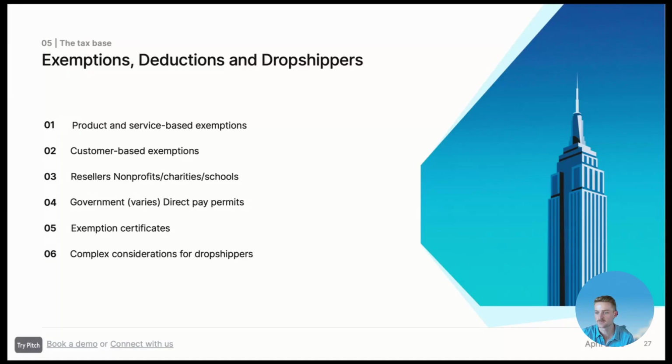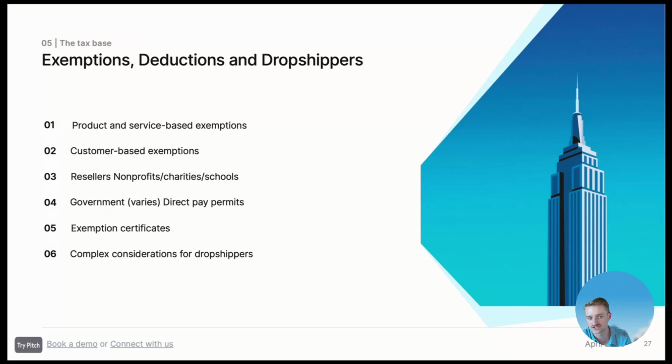So great. On this slide, we're going to talk a little bit about exemptions, deductions, and dropshippers. So previous slide, we talked about product and service-based exemptions to the taxability of goods. There's also customer-based exemptions. So we talked about one category, which is if you're selling to a reseller, that's typically exempt from tax collection. There are other categories that are exempt as well, though. Those are typically things like nonprofits, charities, schools, if you're selling direct to the government. All these different types of businesses are exempt in most cases as well, and they will have a corresponding exemption certificate that you can collect from them whenever you raise an invoice.